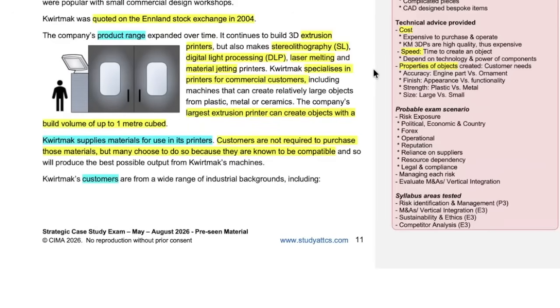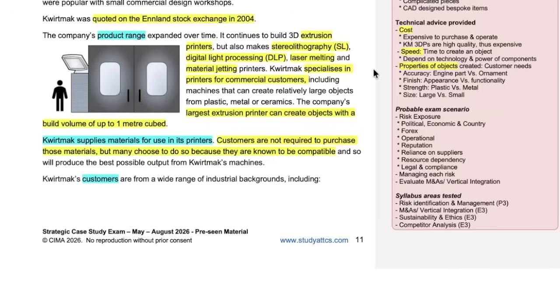And in terms of strength, you can 3D print something utilizing plastic as a raw material, or you can 3D print something utilizing metal as a raw material. And in terms of size, aerospace clients need to rely on large 3D printers, whereas if you look at the jewelry sector, they rely on small 3D printers. So this is where technical advice comes into play.